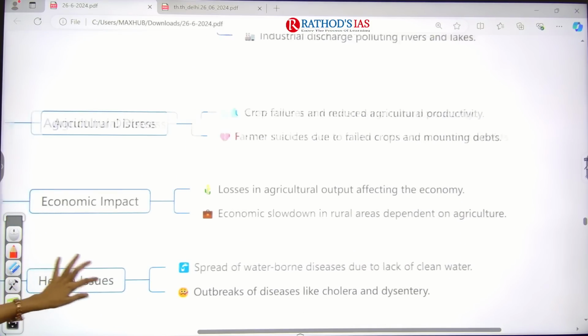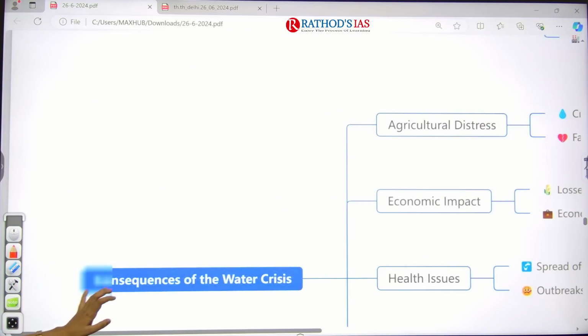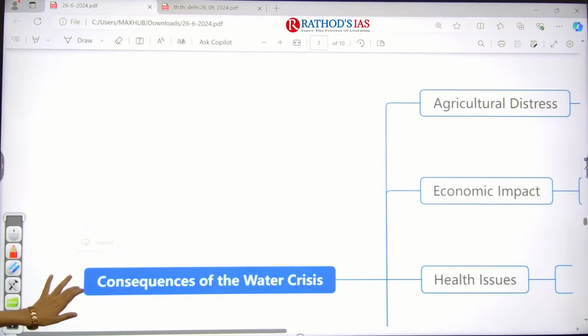Clear? And even you have to know about what are the consequences of this water crisis.